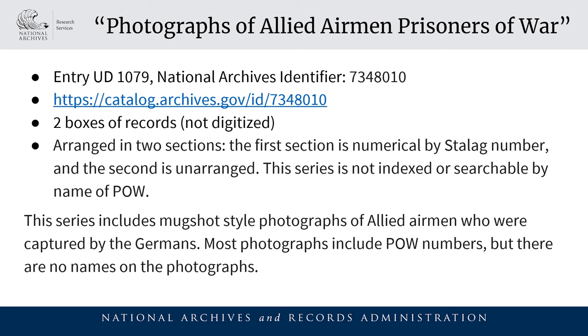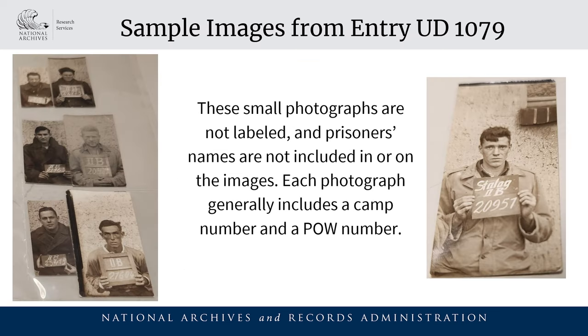Next is a series of photographs. These are mugshot-type photos of individual prisoners. Unfortunately, the photographs are not labeled, so we do not know the names of the individuals in the images. Most contain a camp name or number, along with a prisoner of war number. Here you can see a few examples that show the prisoner of war number and camp name. This series has not been digitized, so you would need to visit Archives 2 to request these records.